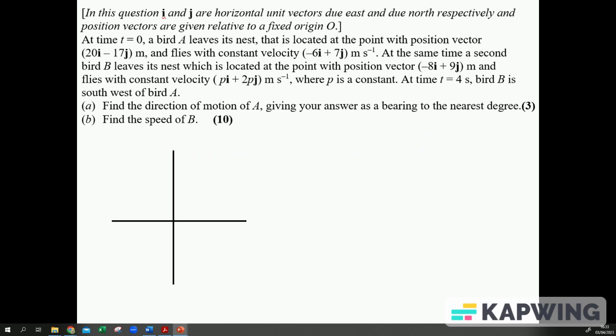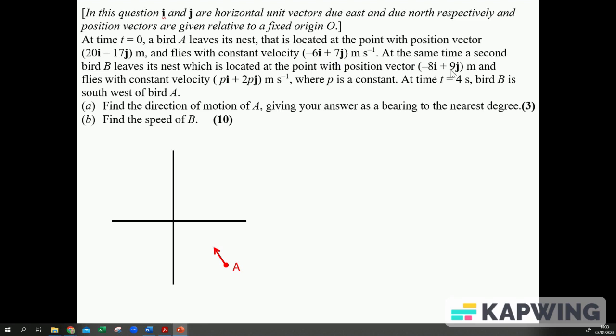The initial position vector of A is down here. It says 20i minus 17j. So it's 20i minus 17j. And it's got that constant velocity, so it's got a negative horizontal component and a positive vertical one, so it's going up to the left.